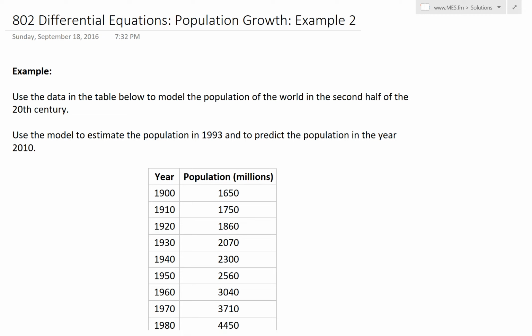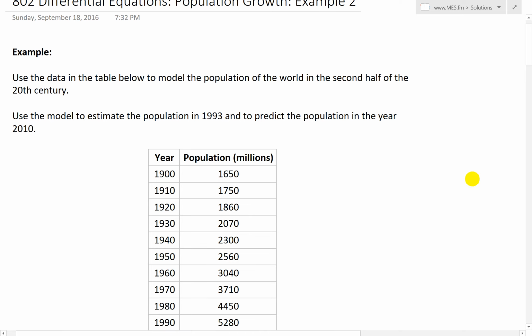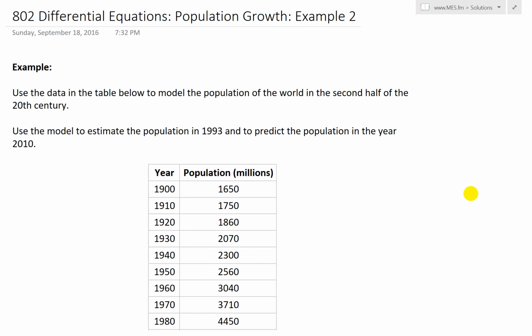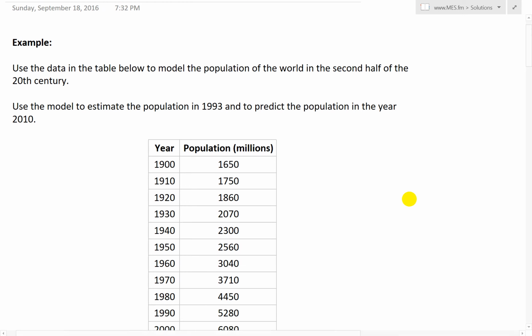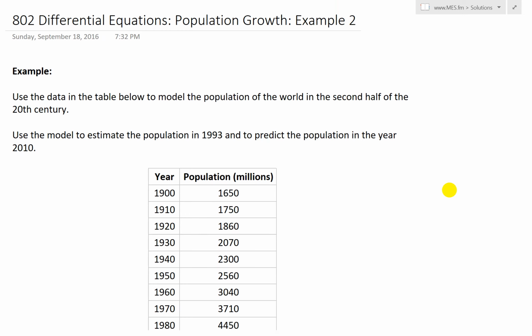Turn to discuss further into differential equations and look further at population growth, and now go over example 2 of that population growth video series and go over this example, which is pretty much an extension of my earlier example 1 video. Basically, this one states, use the data in the table below to model the population of the world in the second half of the 20th century.